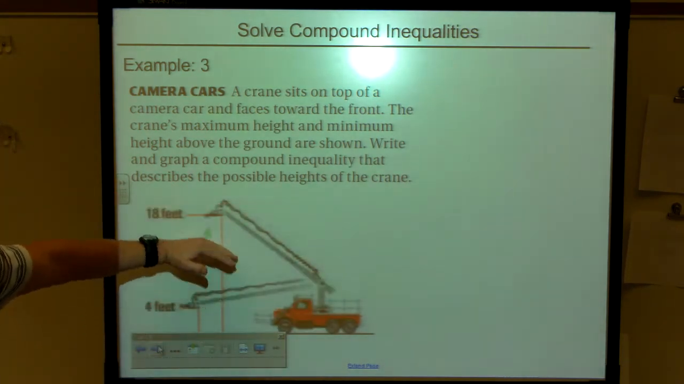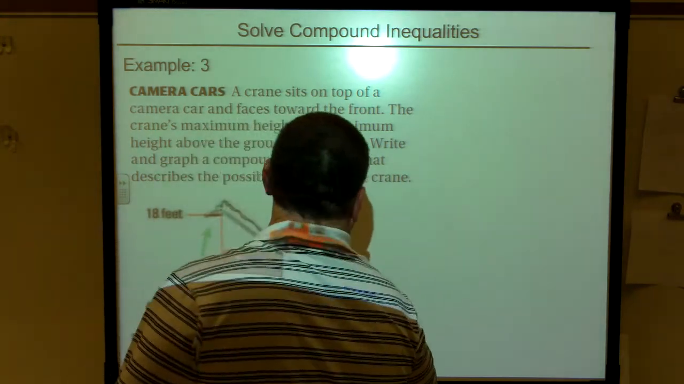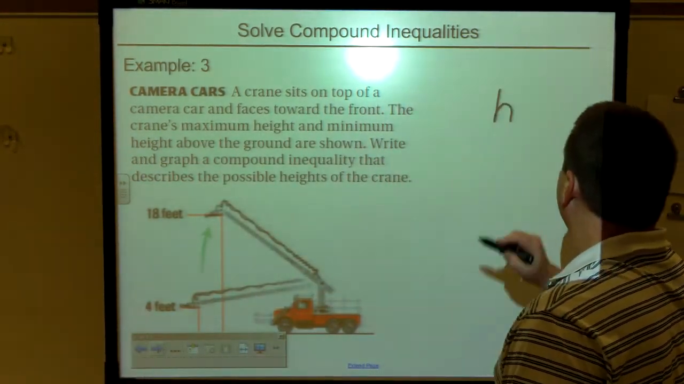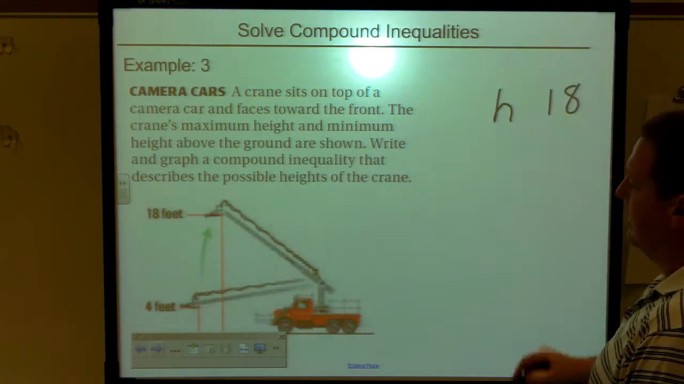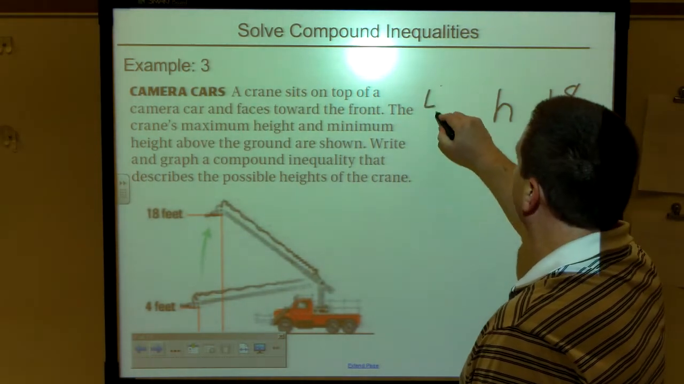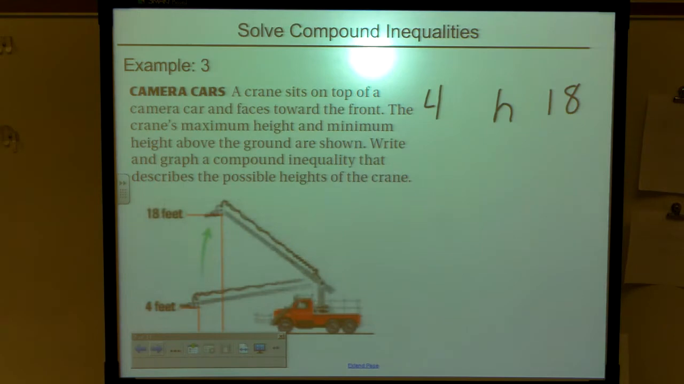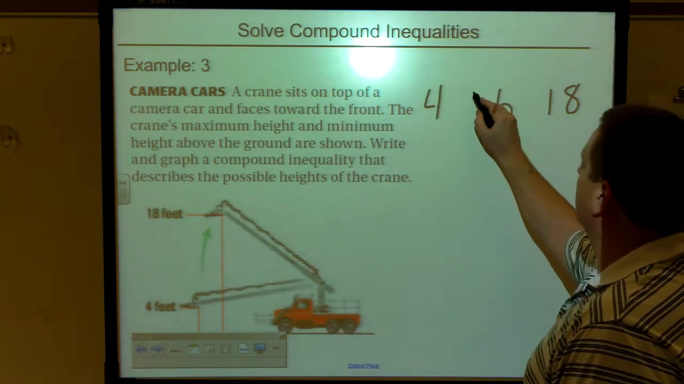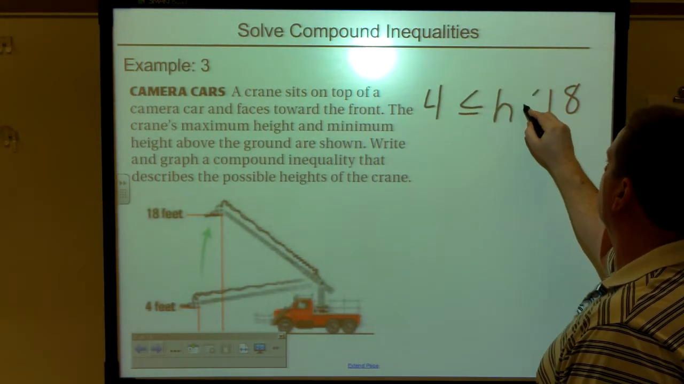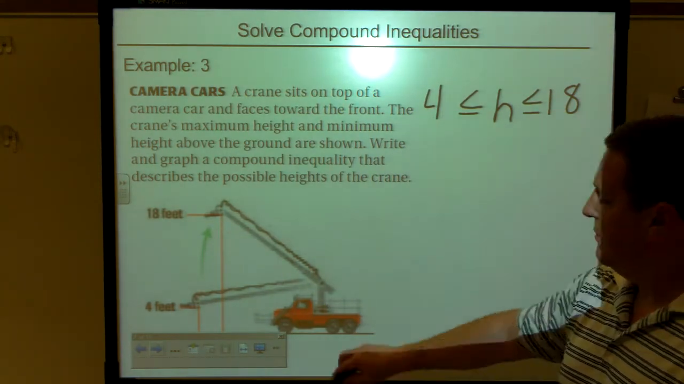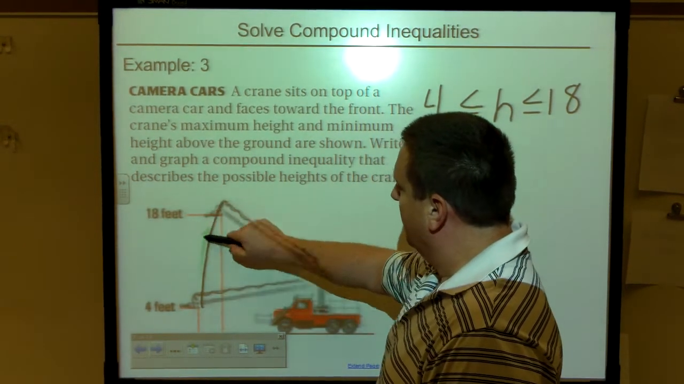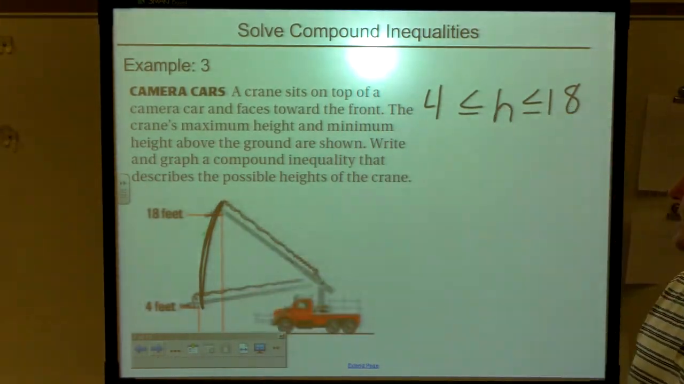So the possible heights of the crane. I don't know what the heights are, so I'm going to use h. And the maximum height I'm going to put on the right-hand side, which is 18. And the minimum height is going to go on the left side, which is 4. And h is greater than or equal to 4, and at the same time less than or equal to 18. So this is my compound inequality. My crane can be anywhere between 4 and 18.